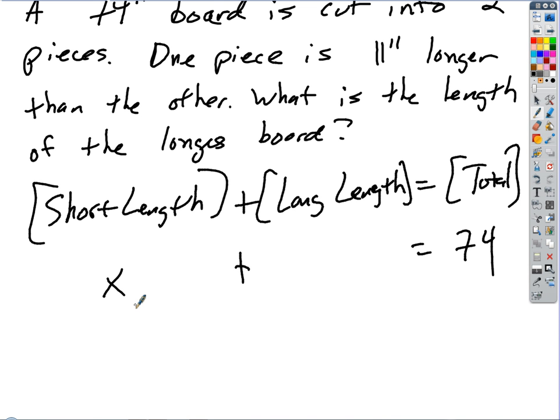Okay? The short length is x, and we're going to try to solve for x and know what it is, right? Now, if the short length is x, here's something that people sometimes want to do. They want to call the longboard y, which you could do, but that causes a problem for us. Because if I've got two different variables in this equation, I can't isolate one of them and get a number back. Does that make sense?